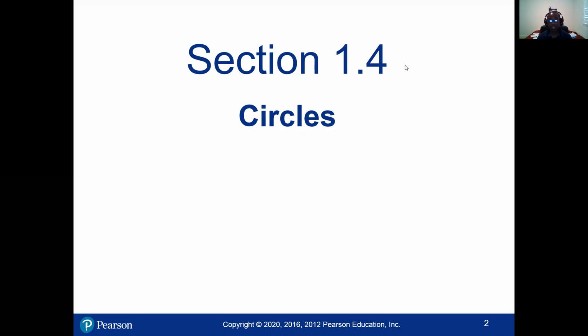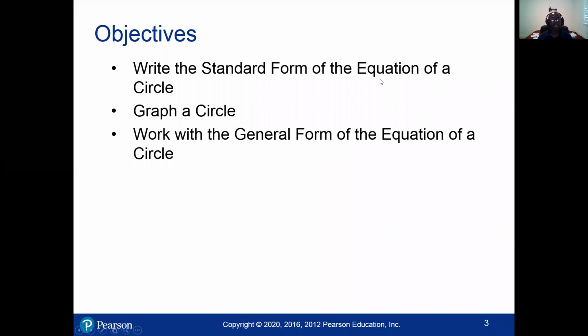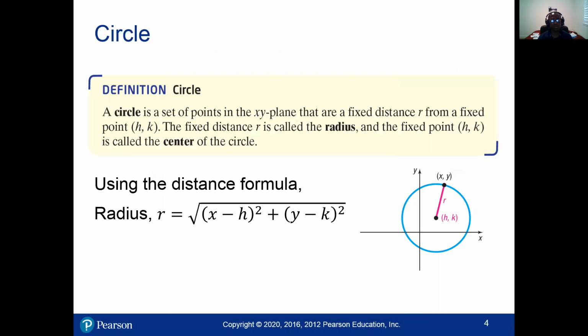Now let's look at the learning objectives. We want to be able to write the equation of a circle in standard form. And then we're able to graph the equation of a circle, given the center and the radius, and then also write it in general form. You want to be able to find the center and the radius by completing the square. So these are the three learning objectives we have.